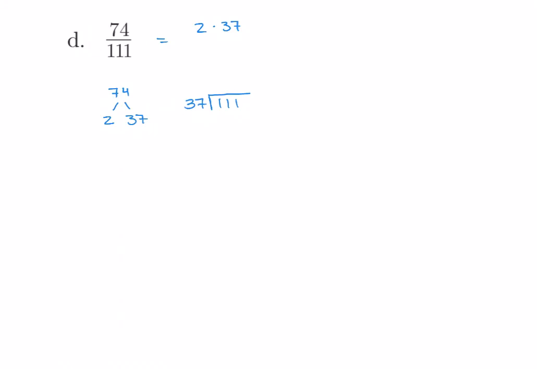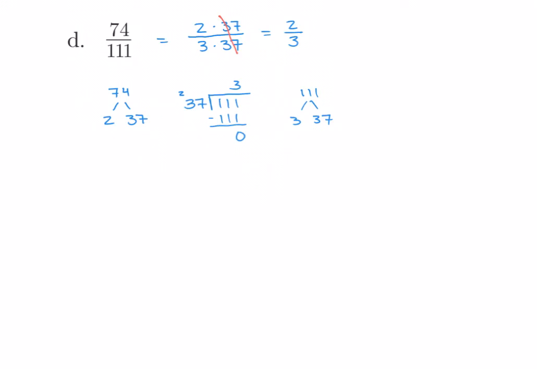So 37 goes into 111, I think 3 times. Let's try it. 3 times 7 is 21. 3 times 3 is 9, plus 2 is 11. And so it does divide evenly. It goes in 3 times. So 111 is equal to 3 times 37. We can cancel, and we are left with 2/3.